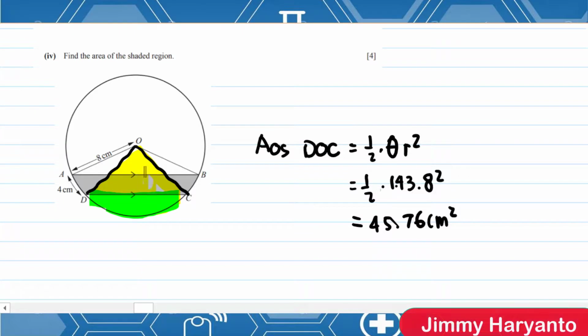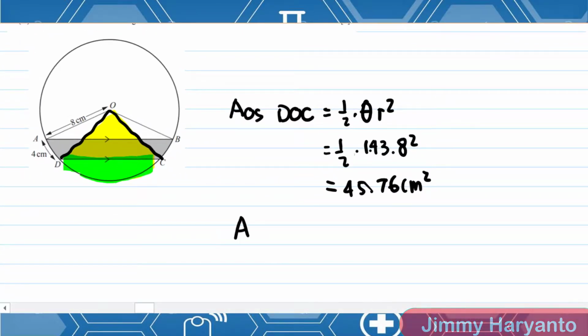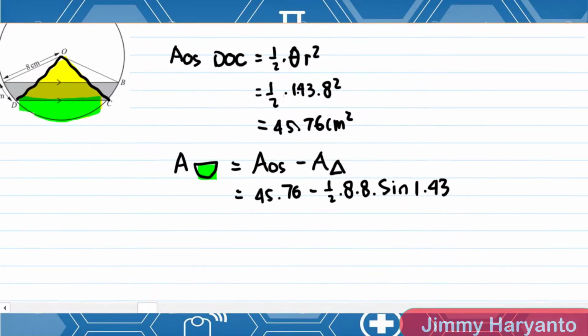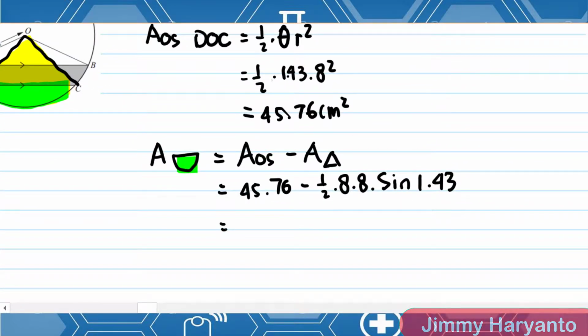Okay, all of them. Next, if I want to find the area of the green one, it will be area of sector minus area of triangle. Area of sector is 45.76 minus the area of triangle, which is half times 8 times sine 1.43. Yeah, use the formula of area of triangle in trigonometry chapters.